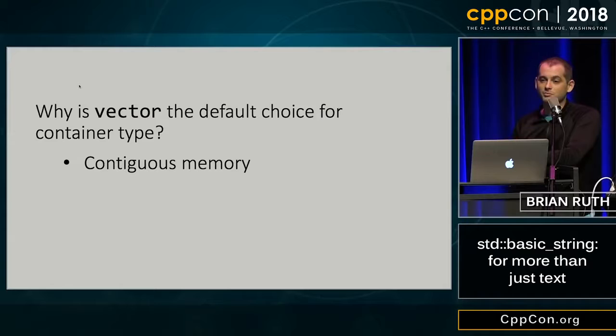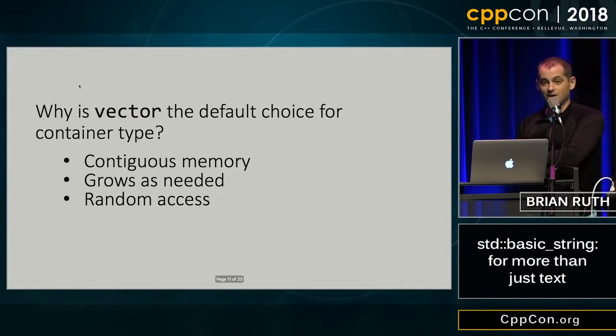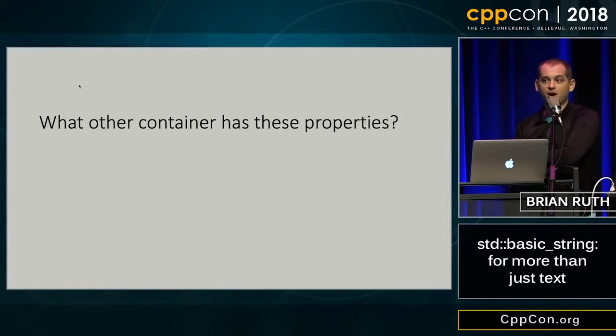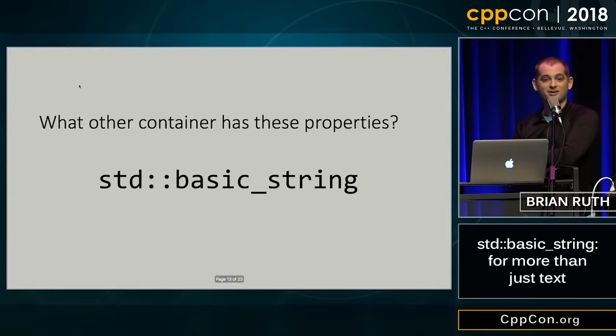Well, first of all, it's contiguous memory. So it's easy to allocate, you can iterate through it easily, and you can pass it to C functions. It also grows as needed, so if you don't need much memory, you can have it short. If you need more, you can make it longer, and then make it short again once you don't need it. You also get random access, so it plays well with C by having pointers to different parts and using functions like that. So what other container has these properties? I think I buried the lead with the title: standard basic string.